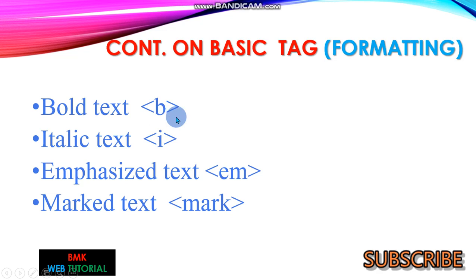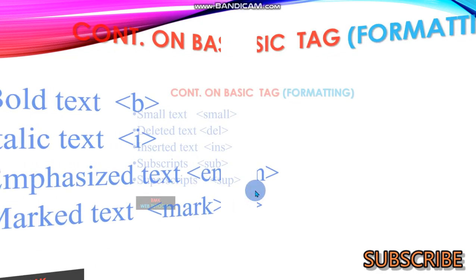We have bold text, we use this declaration to declare a bold text, and then italic text we use I, and then emphasis text we use EM within the two braces, and then the mark also we use it. But all these tags here are just opening tags. Once we declare them in the text editor, they will have a closing tag. Okay, so we move to the next.